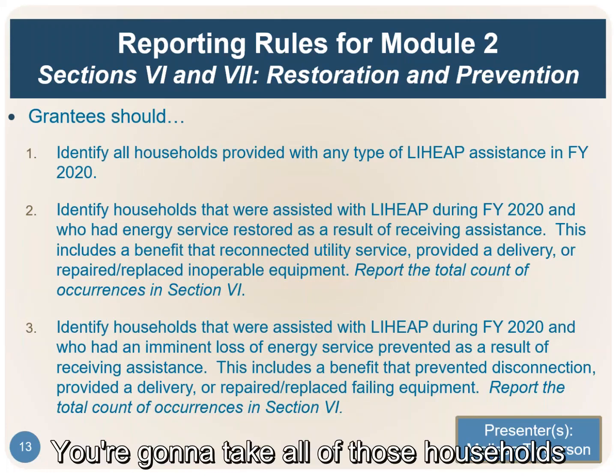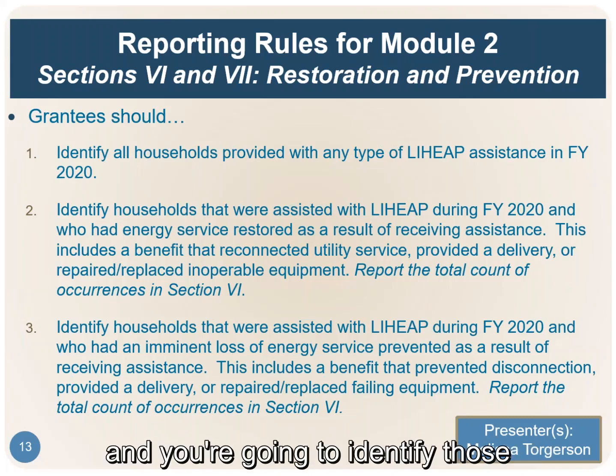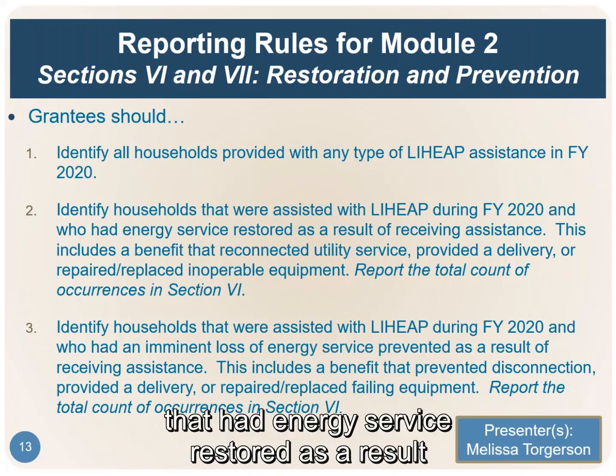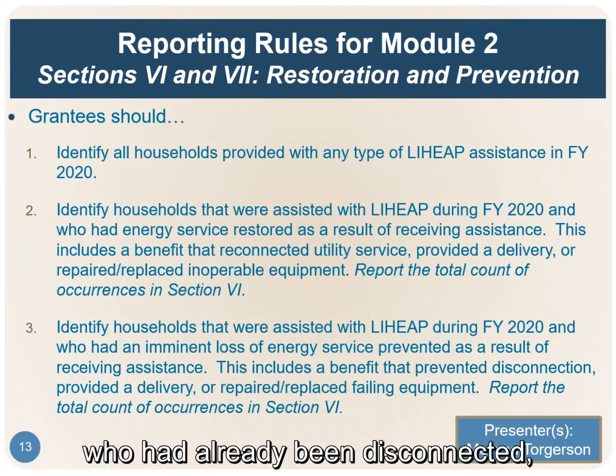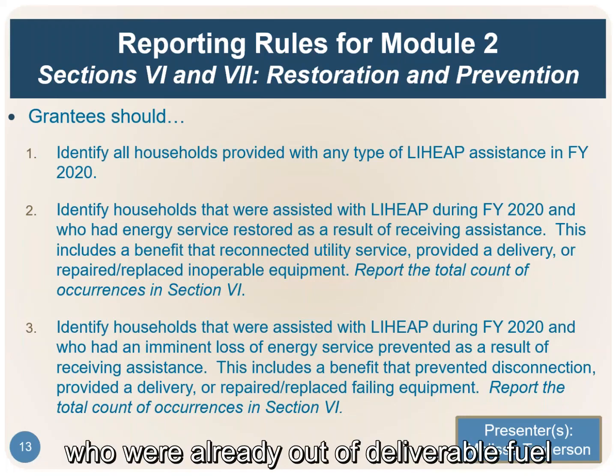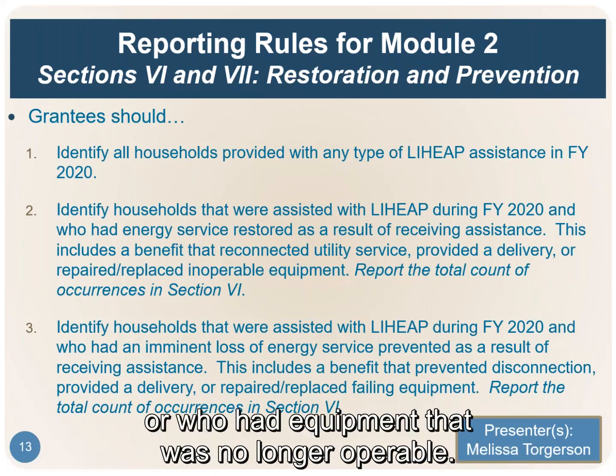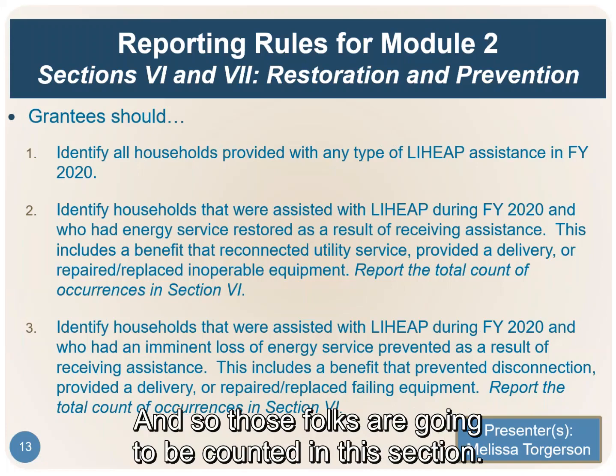You're going to take all of those households and you're going to identify those who had energy service restored as a result of receiving assistance. Now, these are people who may have come in with a disconnect, who'd already been disconnected, who were already out of a deliverable fuel, or who had equipment that was no longer operable. And so those folks are going to be counted in this section.